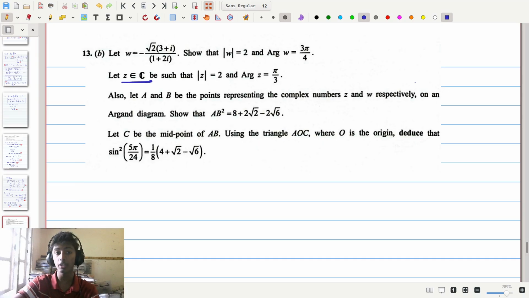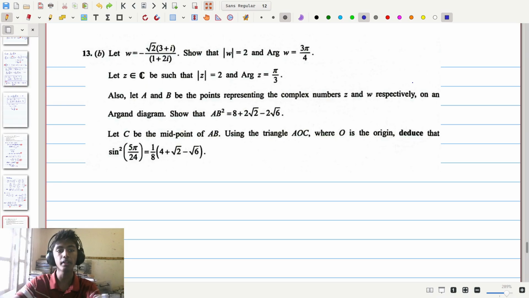It says z is an element of the complex numbers, and let z be such that the modulus of z is equal to 2, so the size of the complex number z is the same as the size of the complex number w, and the arg of z is equal to π/3. So given this, they then say, also let the points A and B be the points representing the complex numbers z and w respectively. So A represents z and B represents w on an Argand diagram. So we have an Argand diagram with a real axis, imaginary axis, and A and B represent z and w.